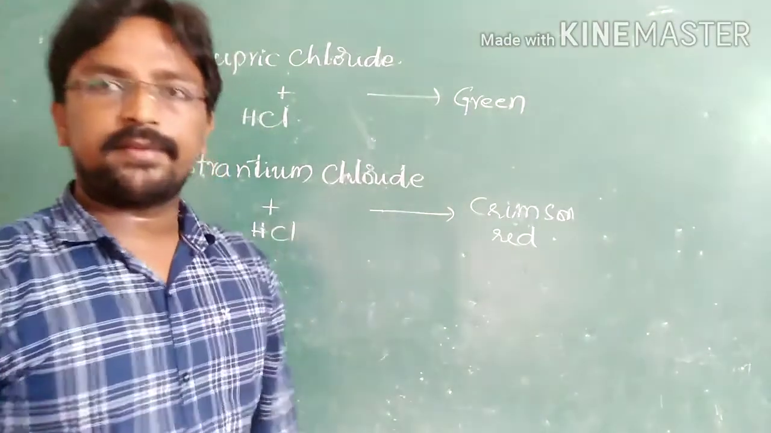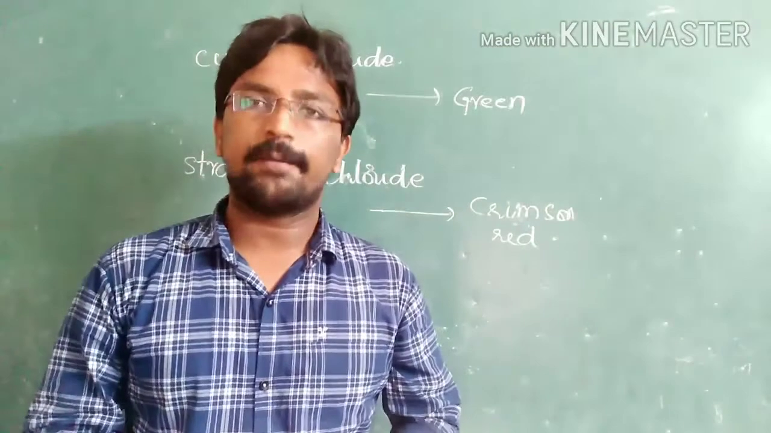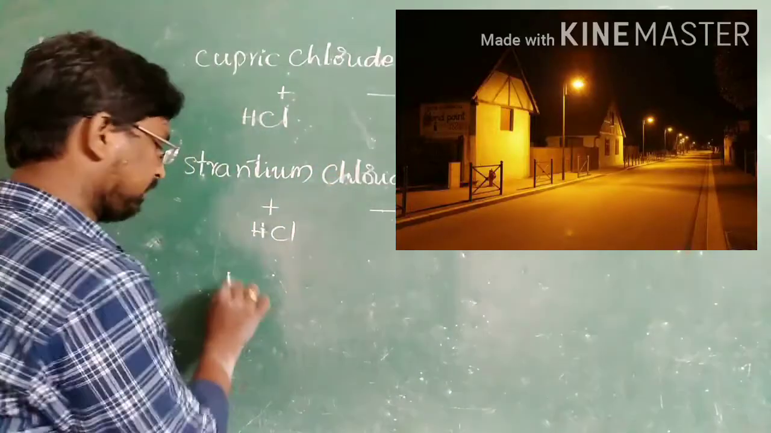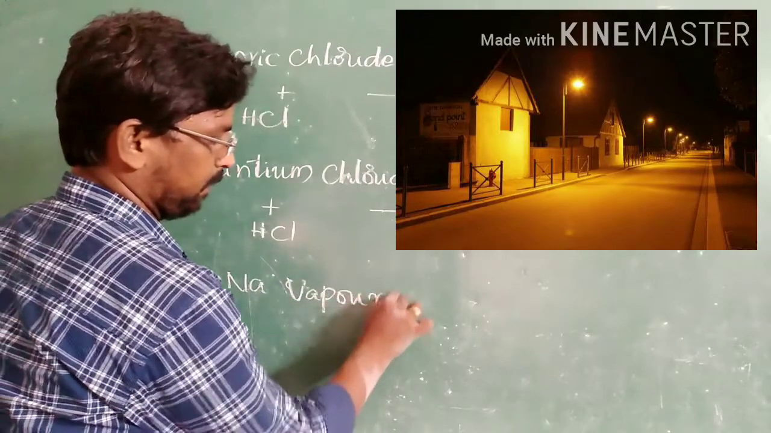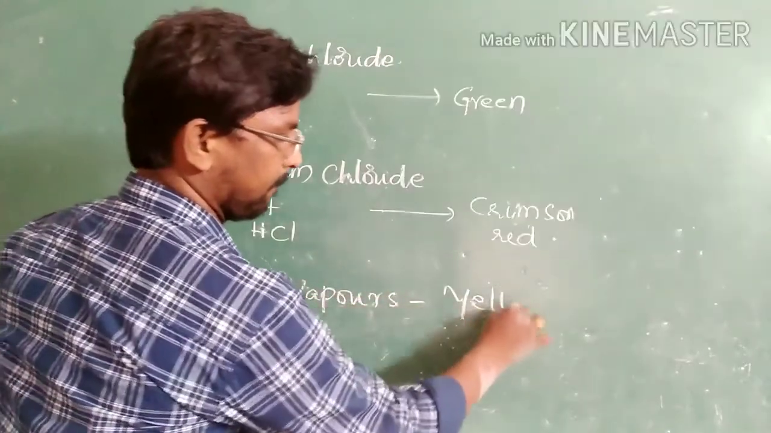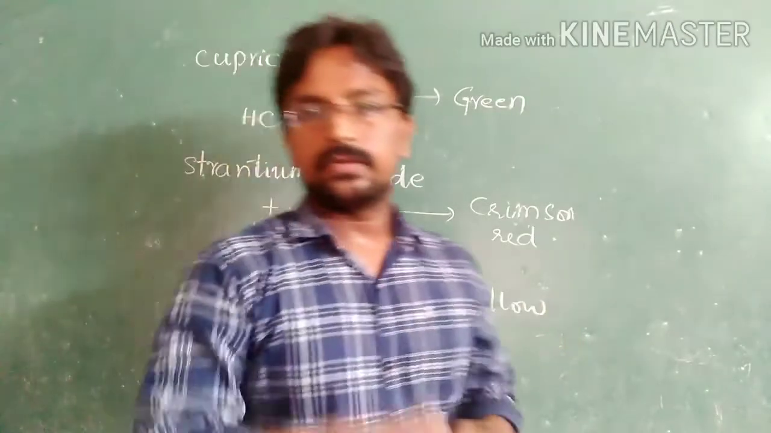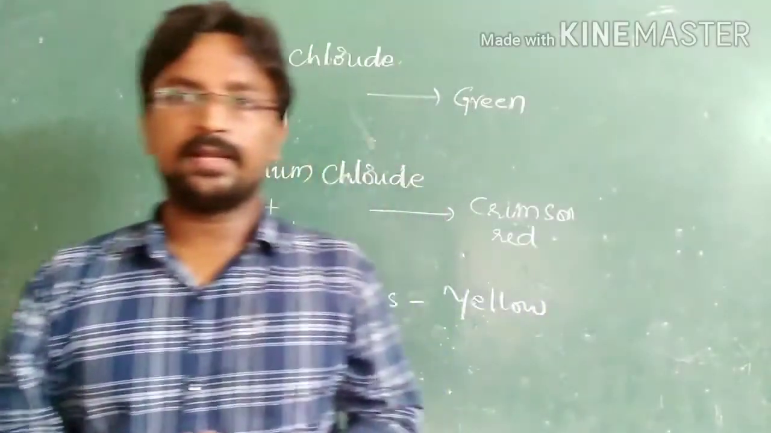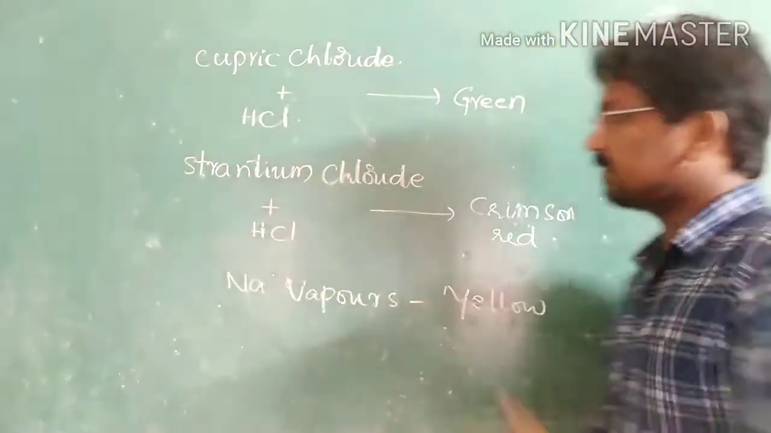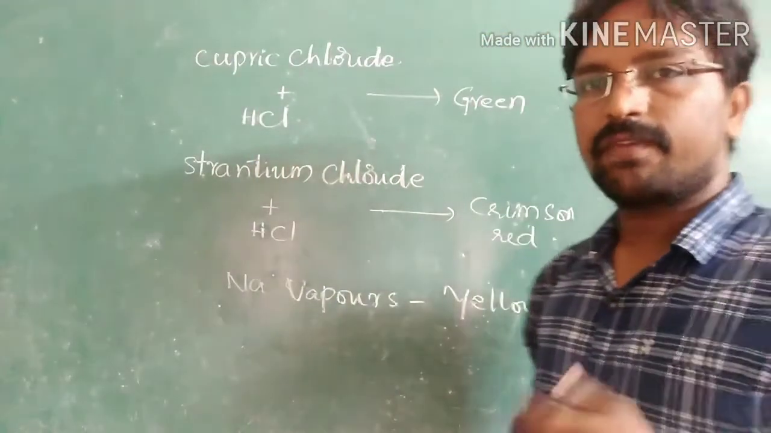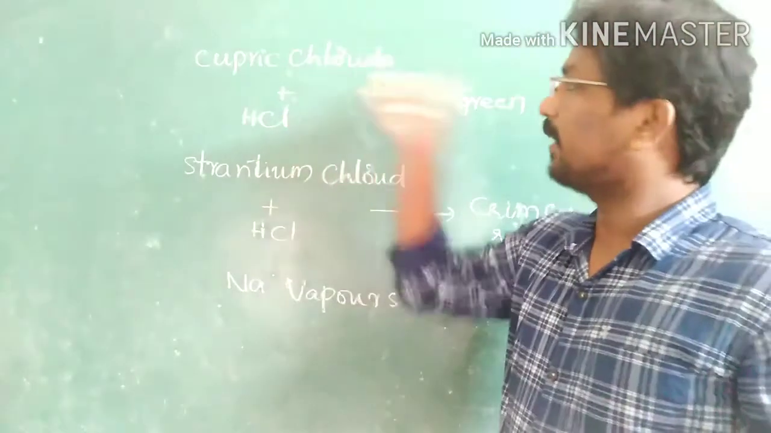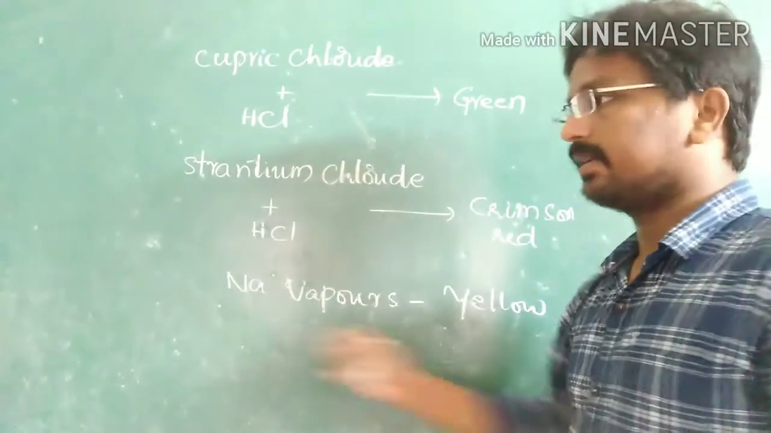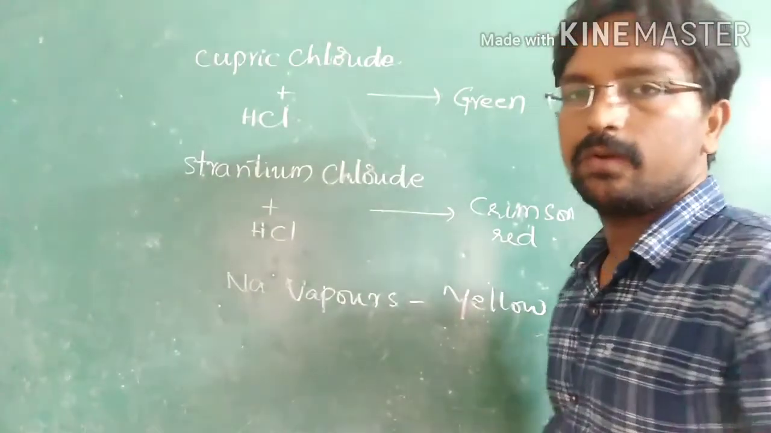And in our daily life, street lights produce yellow light because of sodium vapors. Sodium vapors produce yellow light. So each element produces a different color: cupric chloride green, strontium crimson, and sodium yellow.